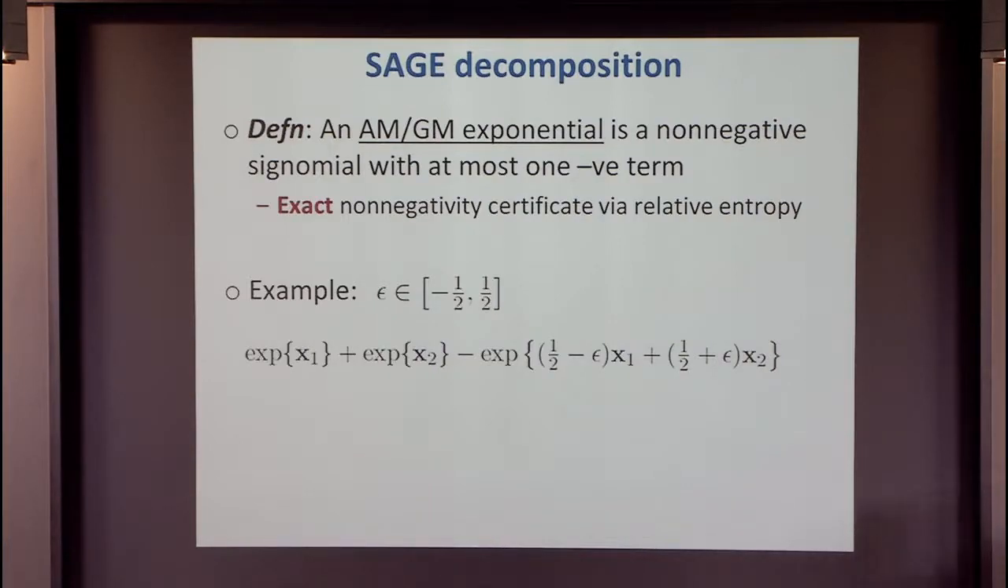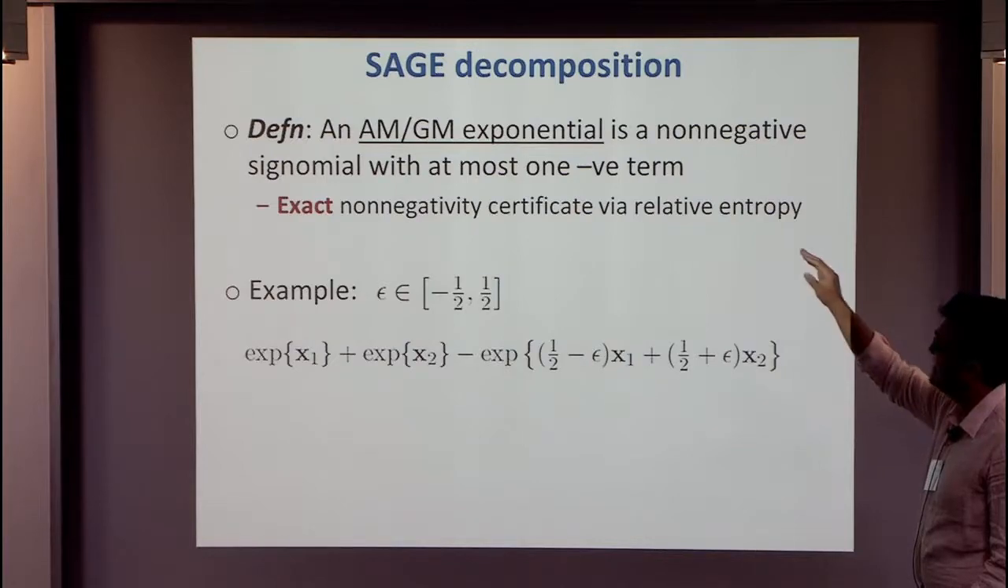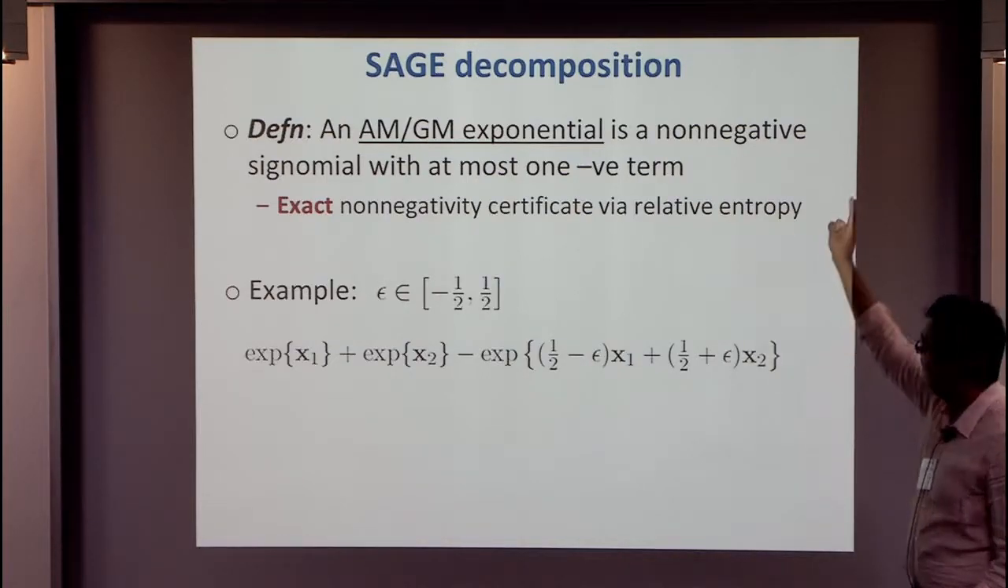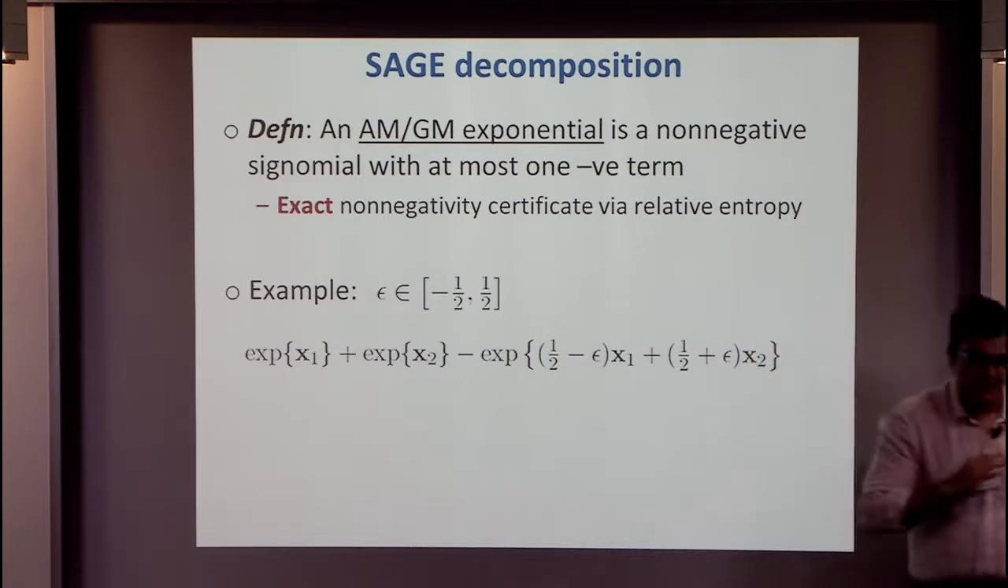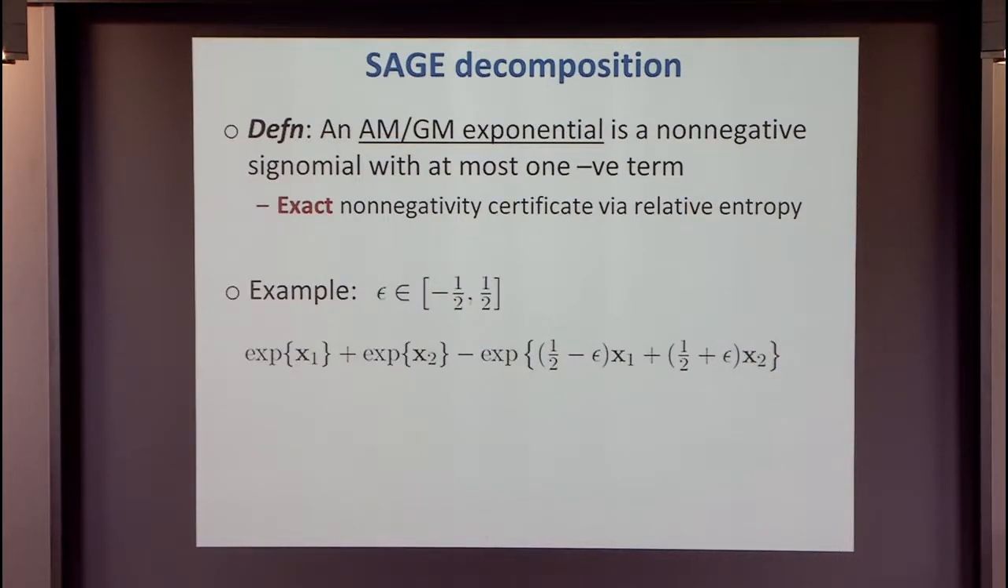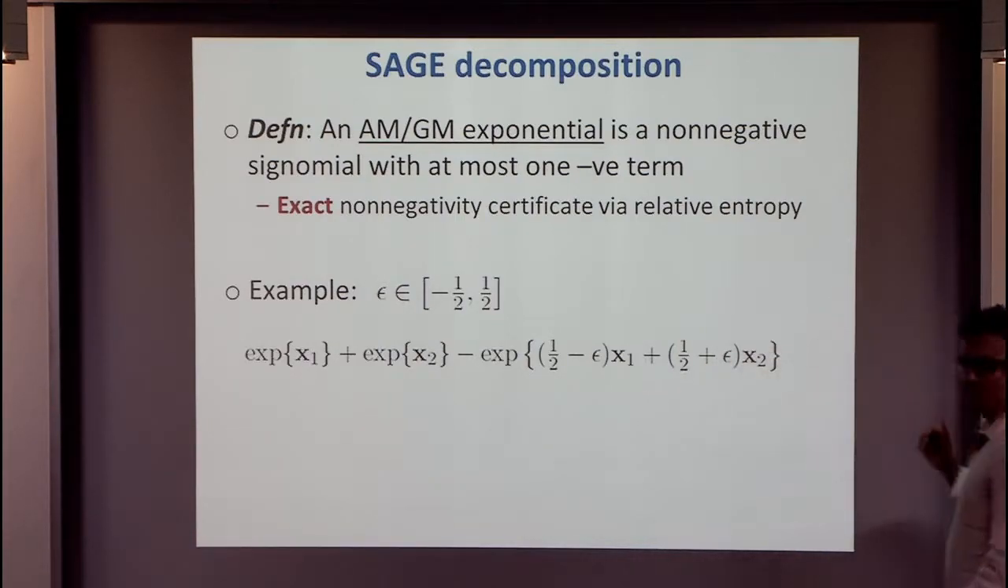So this naturally leads to a definition. We'll call a signomial an AMGM exponential if it's a globally non-negative signomial with at most one negative term. And for such signomials, we have an effective non-negativity certificate via relative entropy, in the spirit that I just described. An example, for instance, is this family of signomials. For each fixed epsilon, you can show that this signomial is globally non-negative via the tools just described.